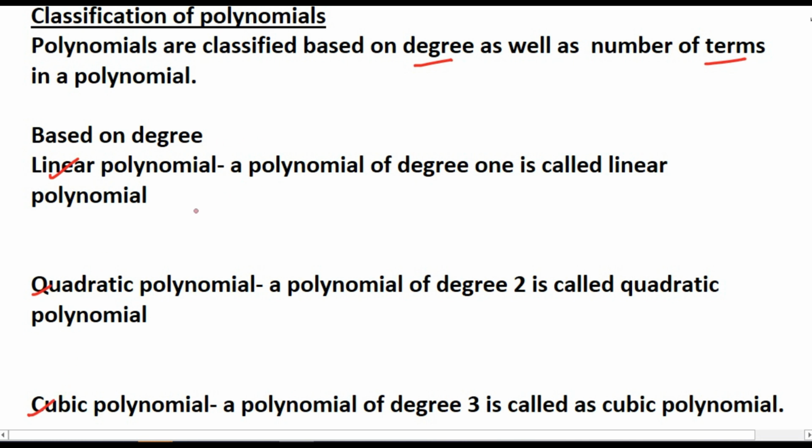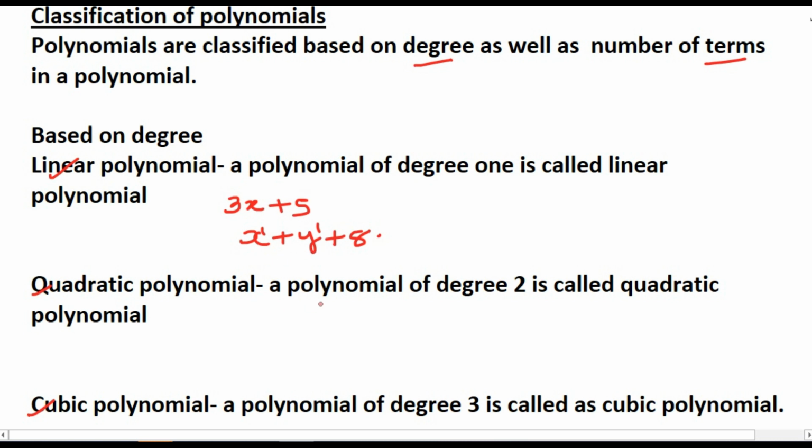A polynomial of degree 1 is called a linear polynomial. For example, all these are linear polynomials because the degree of this polynomial is 1. Again, I can write x plus y plus 8. This is also a polynomial of degree 1 because the highest power is 1. This is a polynomial of degree 1 with one variable, and this is a polynomial of degree 1 with two variables. Here variables are x and y.